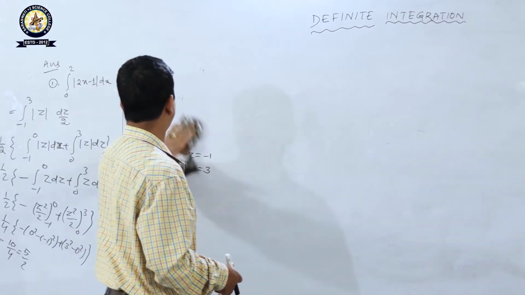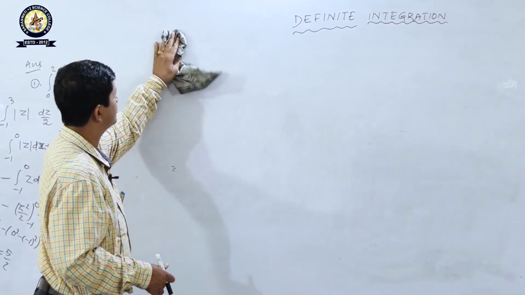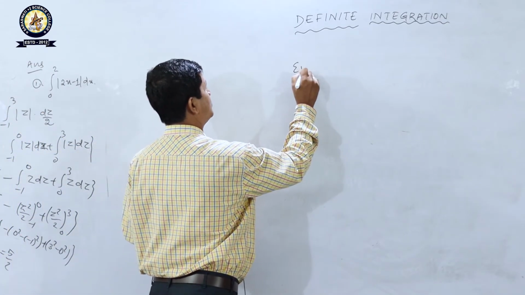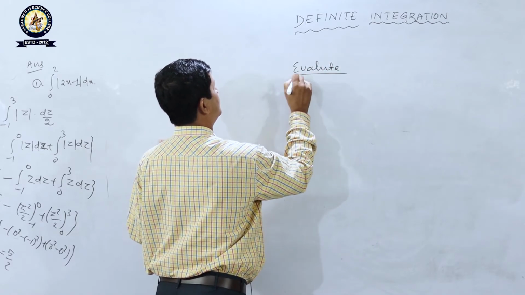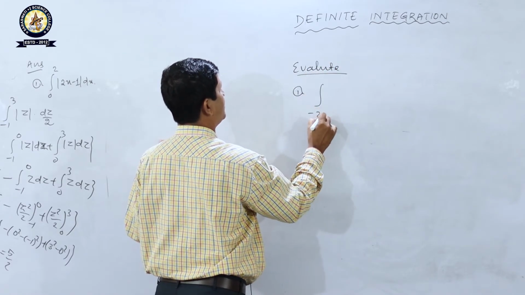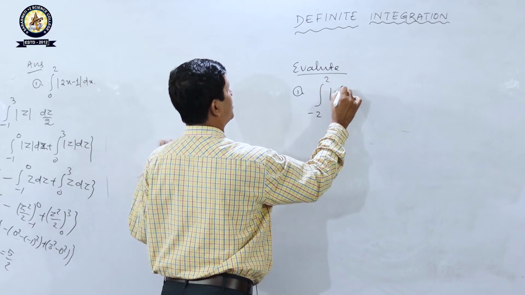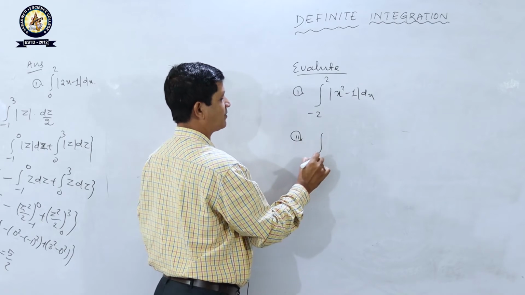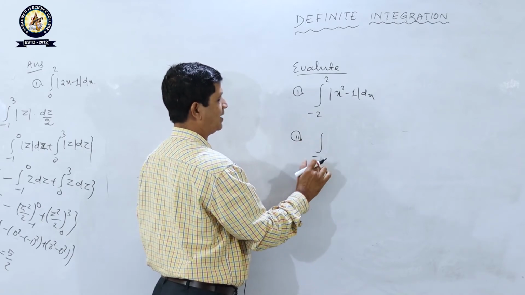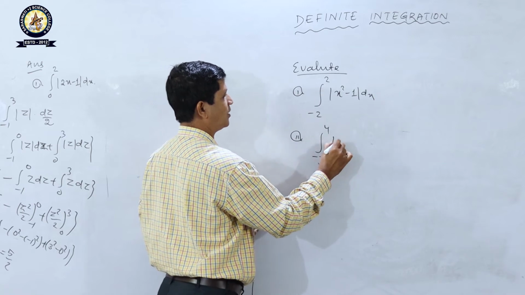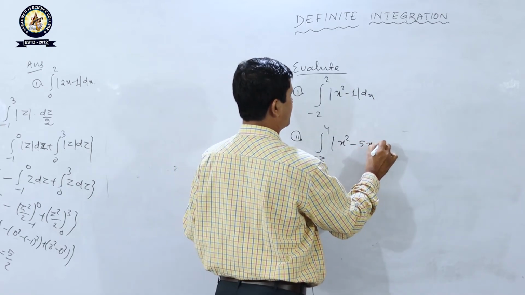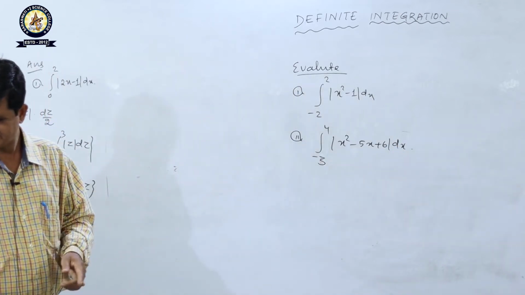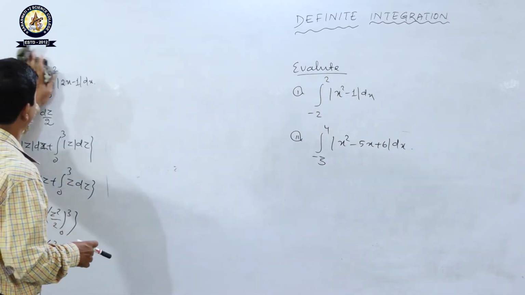Next, come to quadratic type, modulus of quadratic polynomial functions. First bit, evaluate the integration from -2 to 2 of mod of x square minus 1 dx. Second bit, integration from -3 to 4 of mod of x square minus 5x plus 6 dx. Come to the first bit, then we will jump to the next bit.